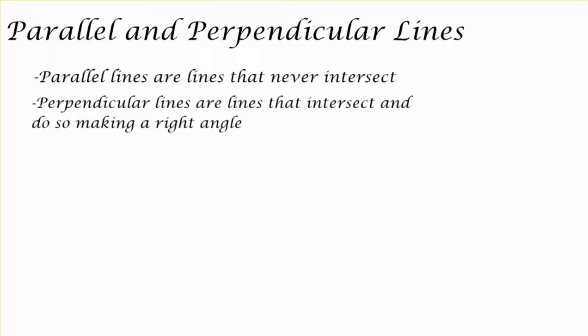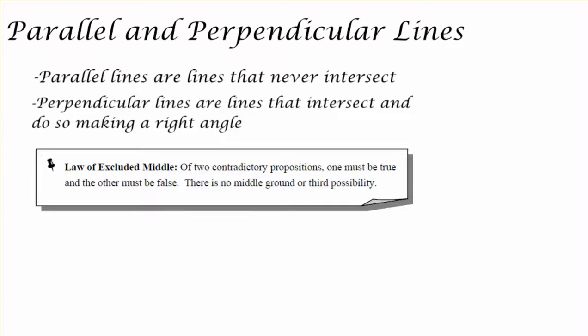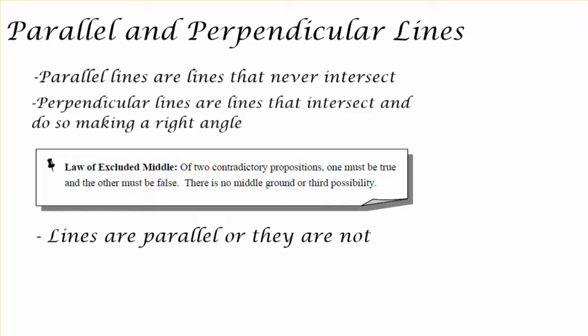Perpendicular lines do intersect, and they do so to make a right angle. With these two types of lines, it's important to think about the law of the excluded middle. Essentially, with two contradictory positions, one must be true and the other must be false. There is no middle ground or third possibility.